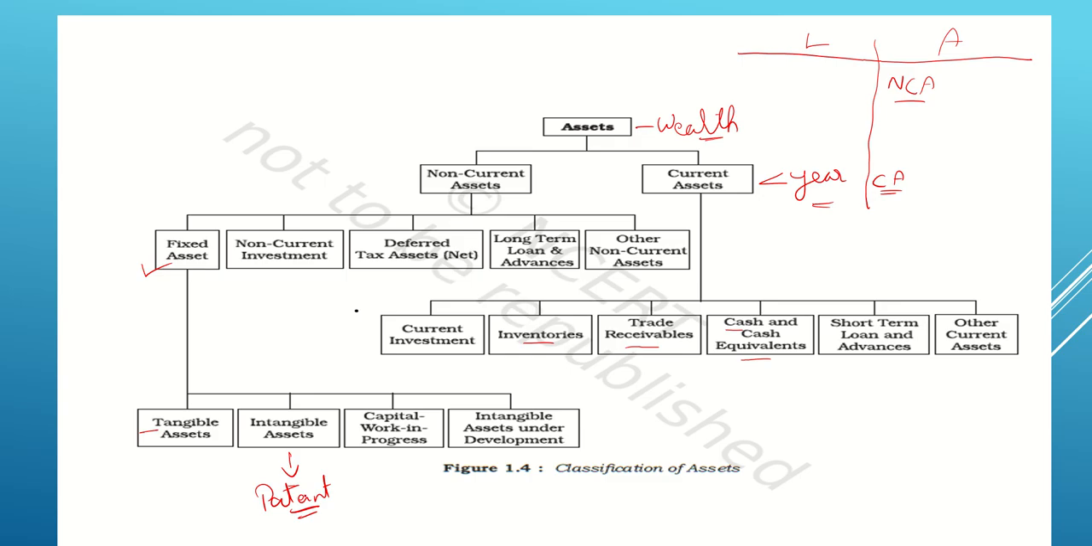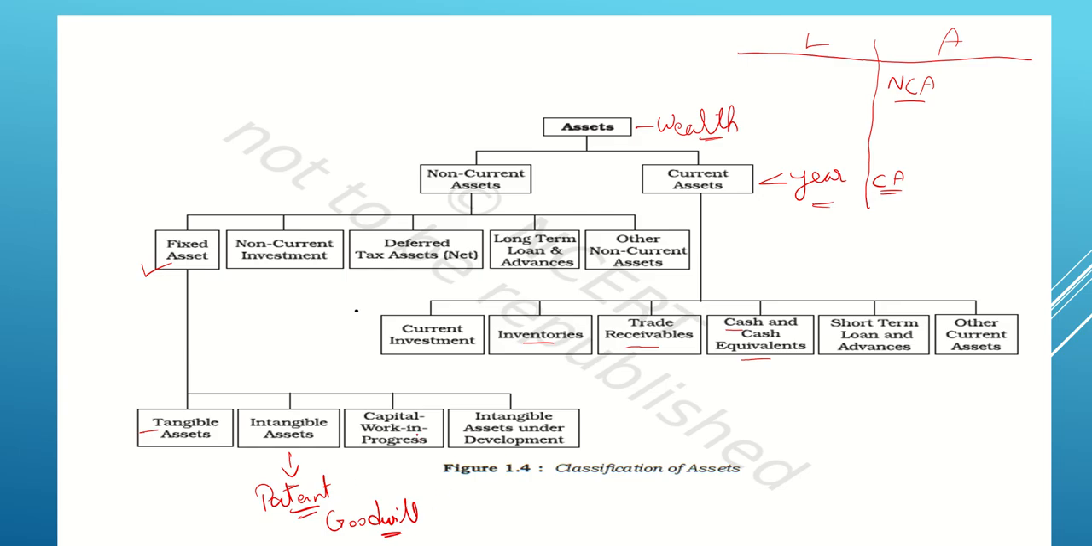Supposing I'm acquiring some other company, I'm going and purchasing another running company. So I'll pay them something called goodwill. Why do I pay them? Because it's already a company that is functioning, right? They will have their own customers, they will have a brand, they will have a space in the market. So for all that I pay something called goodwill. So all these are intangible assets.